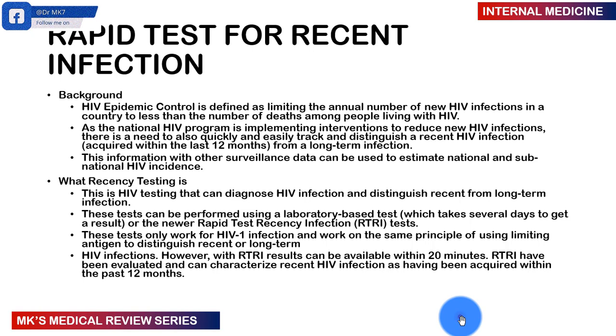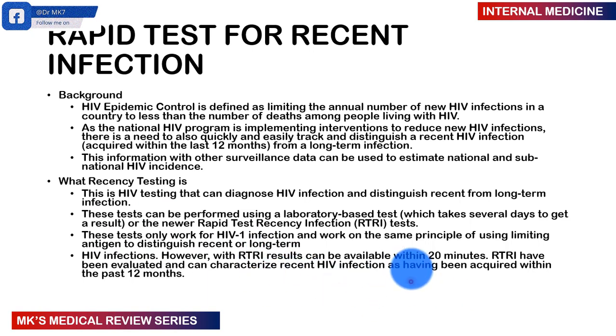So what exactly is this recent testing, where we do an HIV test to diagnose HIV and distinguish recent from long-term infection? This test can be performed using a laboratory test, which takes several days to get a result, or the newer rapid test, which is known as a rapid test for recent infection. These tests only work for HIV type 1, so they're not going to work for HIV type 2. The recency test results can be available within 20 minutes.